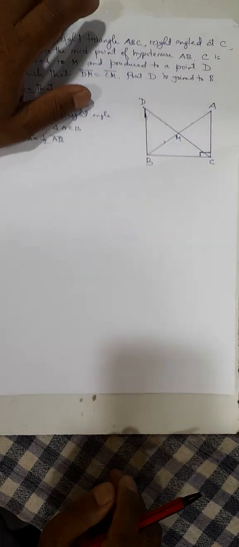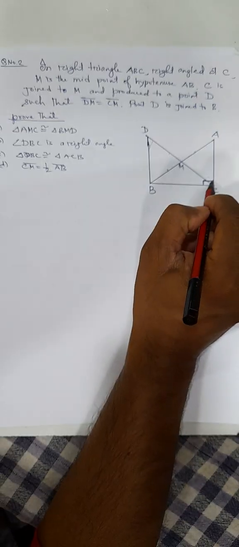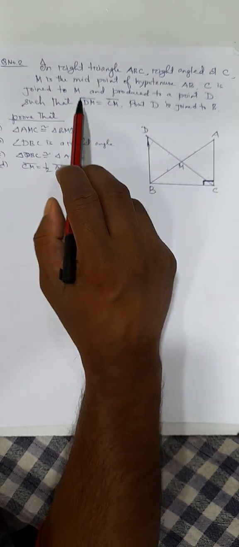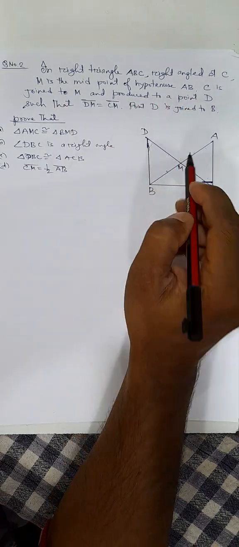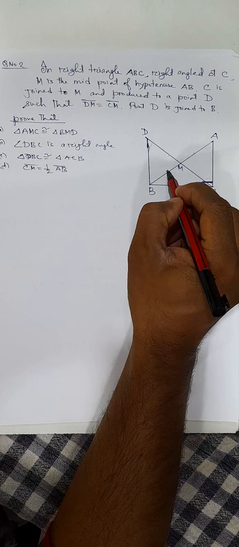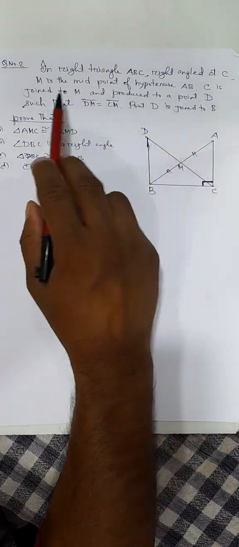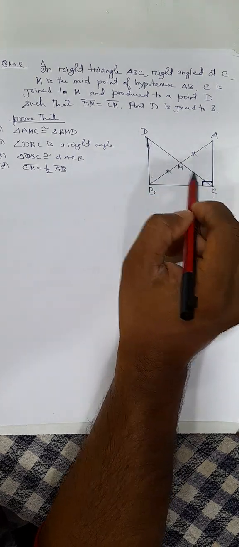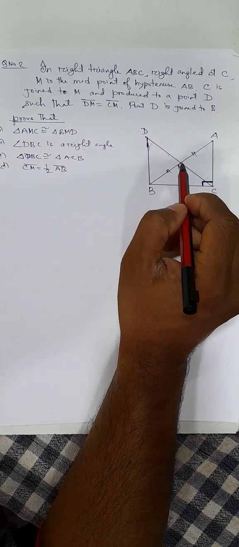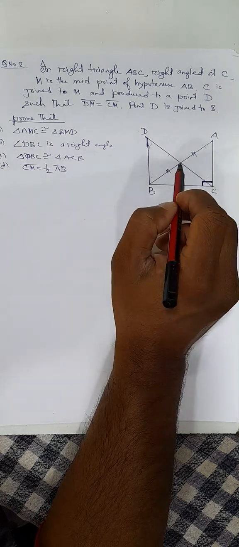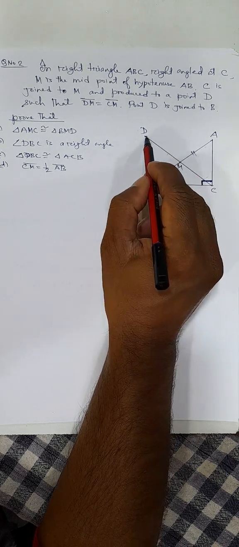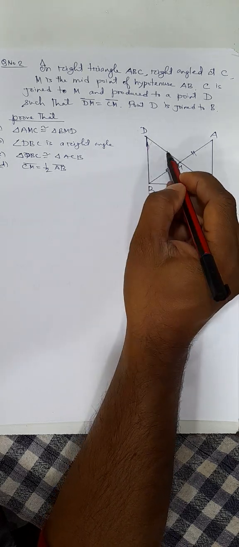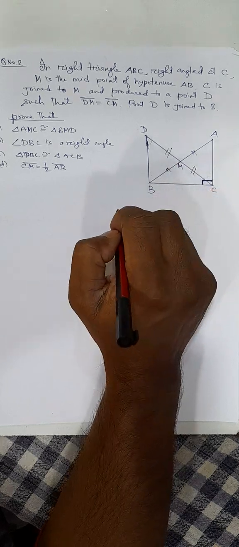Now let us come to the next question. In a right triangle ABC, right angled at C, that means ACB is a right angle. M is the midpoint of hypotenuse AB, means BM equal to AM. C is joined to M and produced to a point D, so that DM equal to CM.